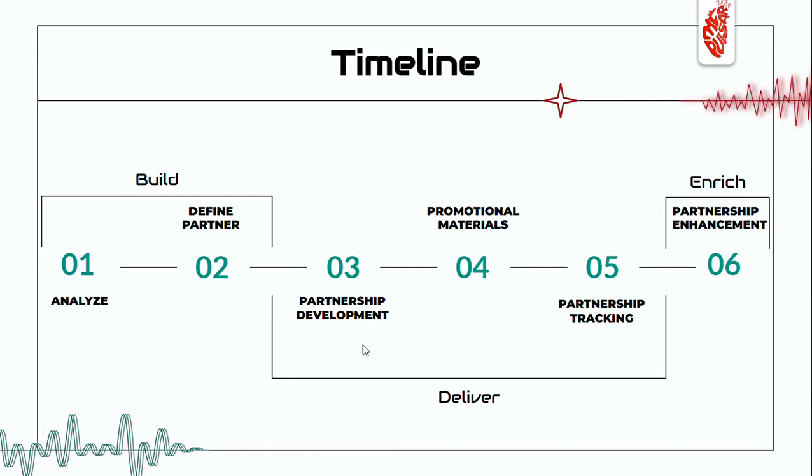The third part, which is in the deliver phase, is when the partnership has now started. What you need to work on is the partnership development, defining and working on achieving your goals, assessing your development, etc. The fourth part is promotional materials, so we need to promote each other. The fifth part is all about partnership tracking, and you need to have a clear tracker, and it's ideal to have one tracker that is shared between both of you. The sixth part is to enrich, the partnership enhancement.